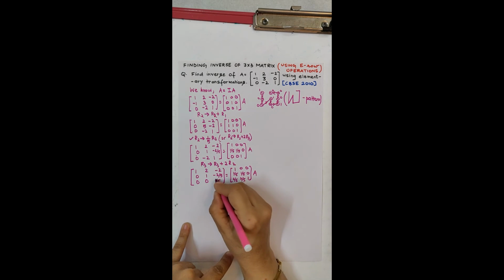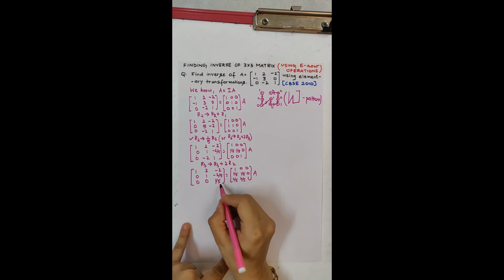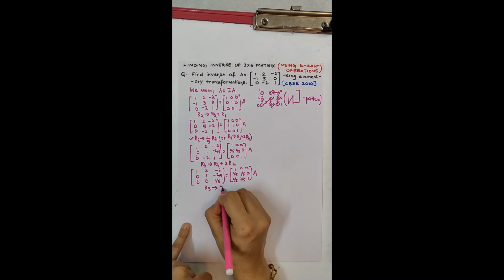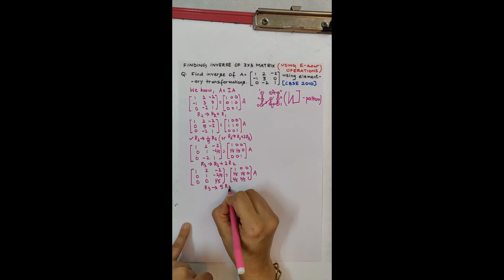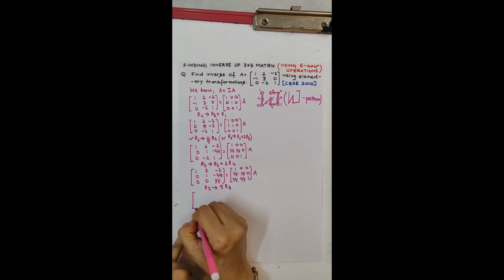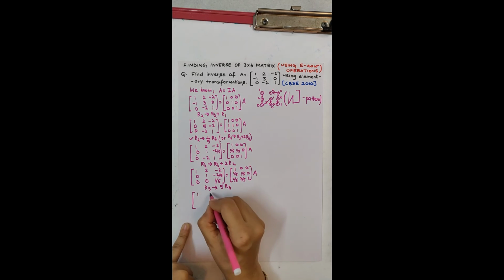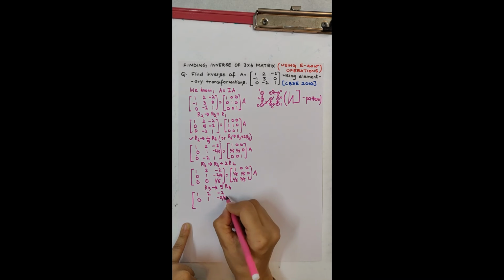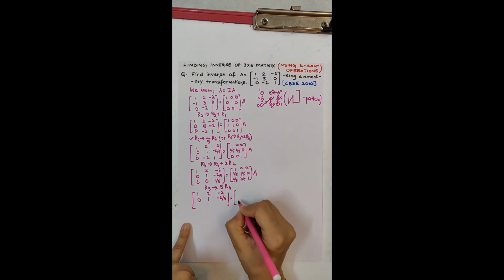Now we have to make this element 1. So for that what we will do, we will multiply the third row by 5. So it will make this 1, right? So R3 now goes to 5 times R3. Okay, once again the first and the second row remain as it is. So let's copy them down. 1, 2, minus 2. Then we have 0, 1, minus 2 by 5. And here on the right hand side we have 1, 0, 0. Then 1 by 5, 1 by 5.